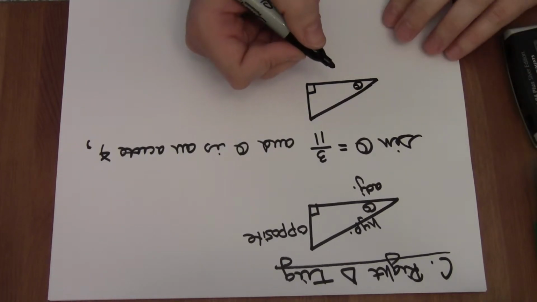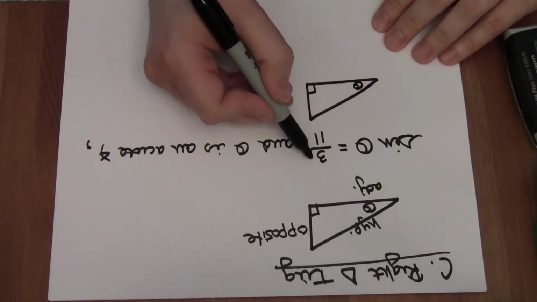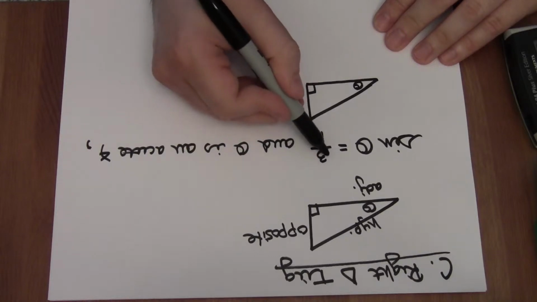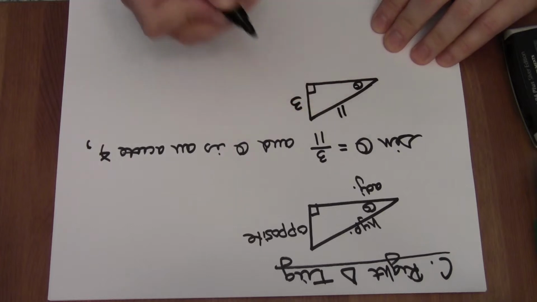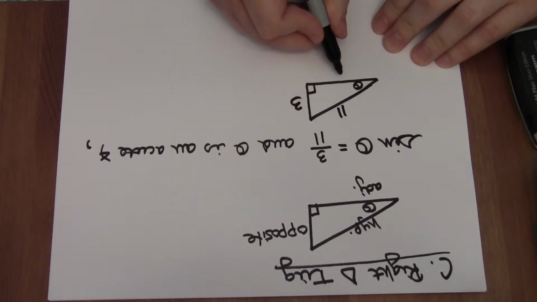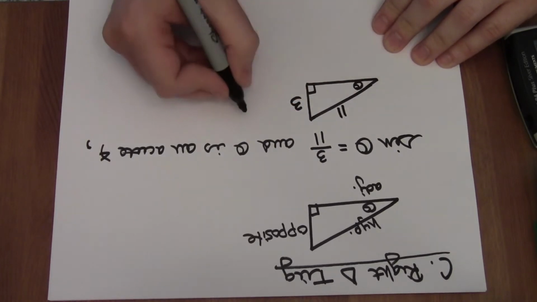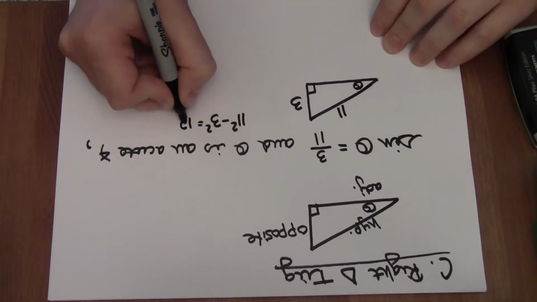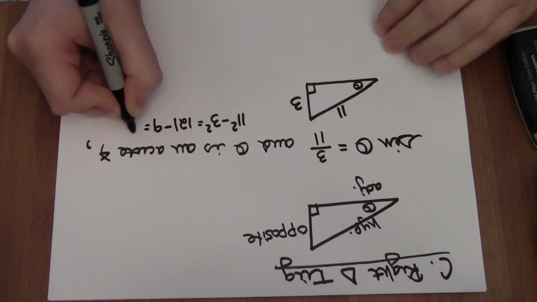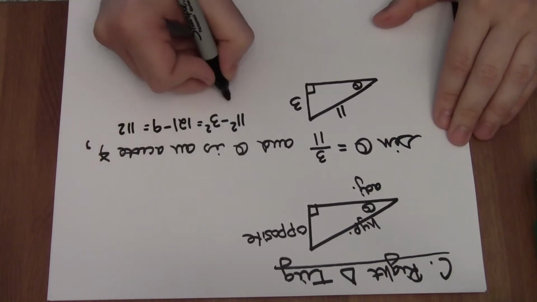I have my angle theta, and if my sine is 3/11, that means my opposite is 3 and my hypotenuse is 11. I'm going to fill those values in, and now I can just use the Pythagorean theorem to find the missing side. Well, 11 squared minus 3 squared gives me 121 minus 9, so that gives me 112.